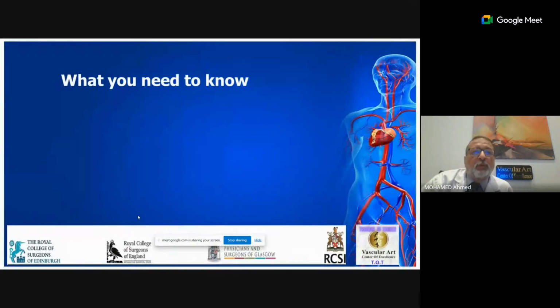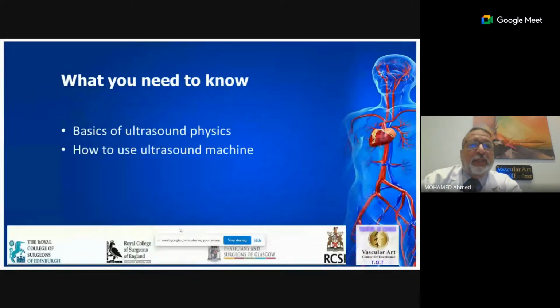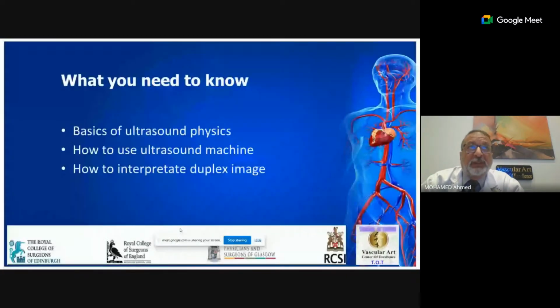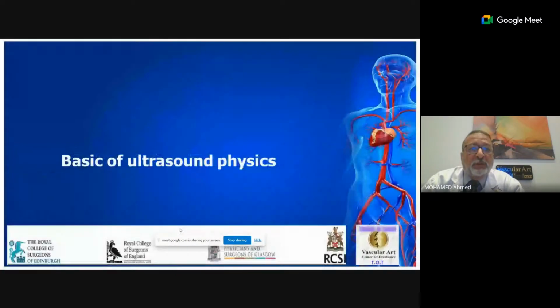What you need to know is the basics of ultrasound, which I will explain quickly. I won't go into much detail. You will know how to deal with the duplex machine, and our 3 candidates today will be able to see a machine they haven't seen before, see the buttons and work on it, and learn how to interpret the duplex image and then how to report it.